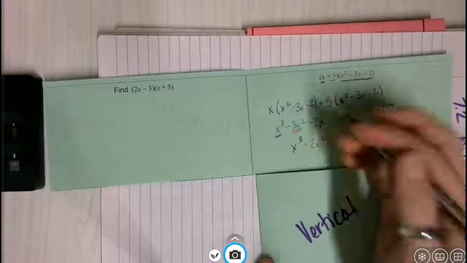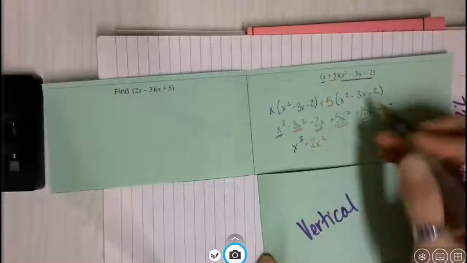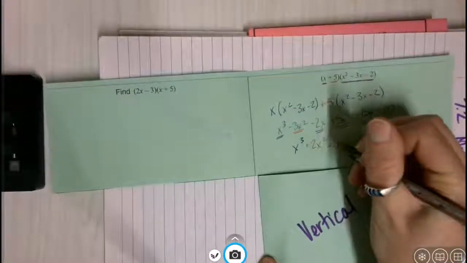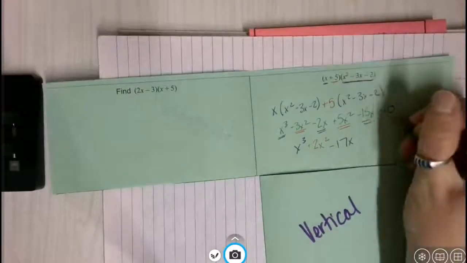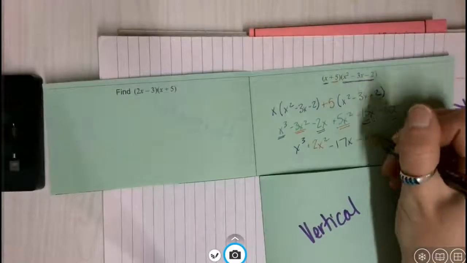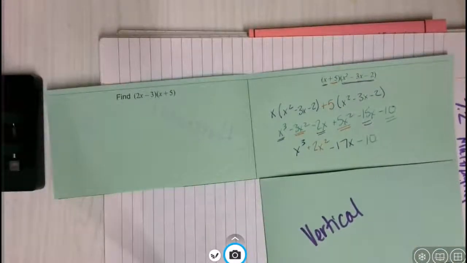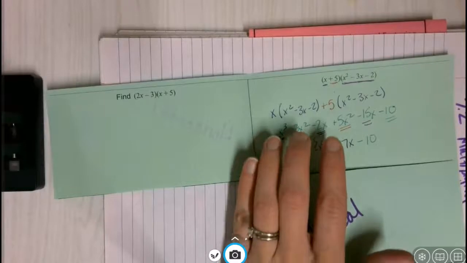Then I have just my 1x. So here I've got a negative 2 minus 15 is minus 17x. And then I have that constant term, so the thing without a variable. So that's the horizontal way to multiply.